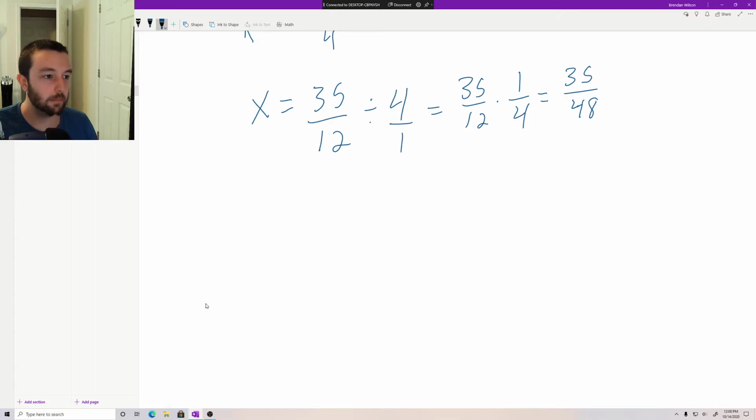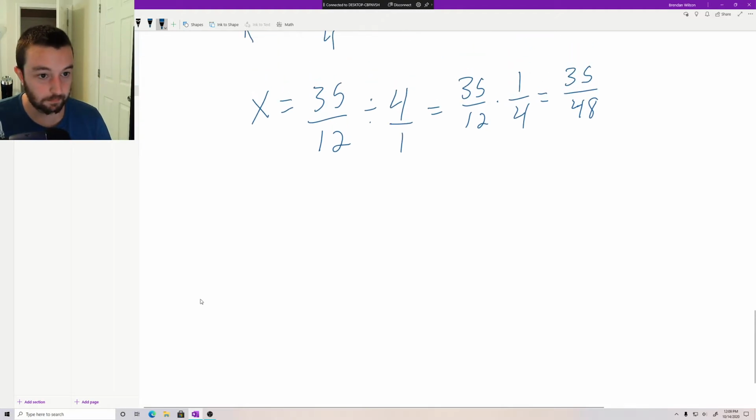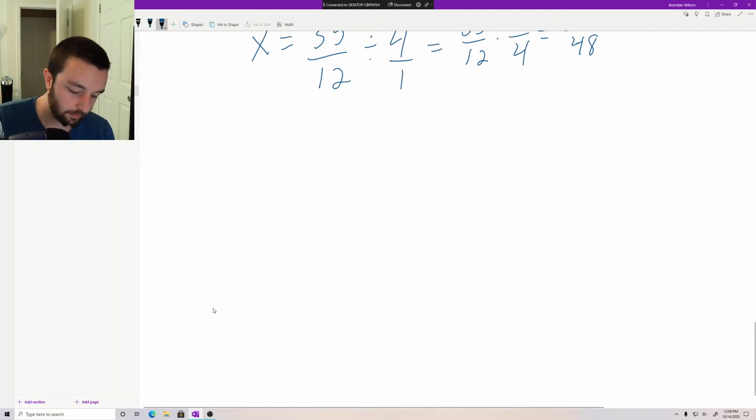Let's do some more examples here. Let's look at a more complicated one.